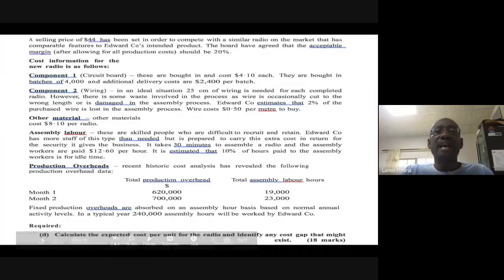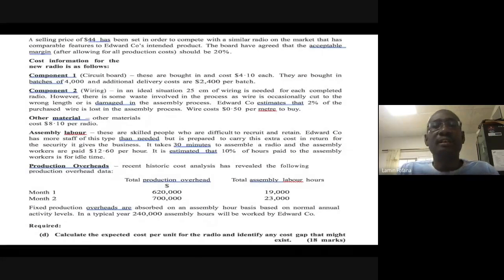Okay? So in an ideal situation, 25 centimeters of wiring is needed for each completed radio. However, there is some waste involved in the process, as wire is occasionally cut to the wrong length or is damaged in the assembly process. Edwards Company estimates that 2% of the purchased wire is lost in the assembly process. Wires cost $0.5 per meter to buy. Okay? So take note of this.